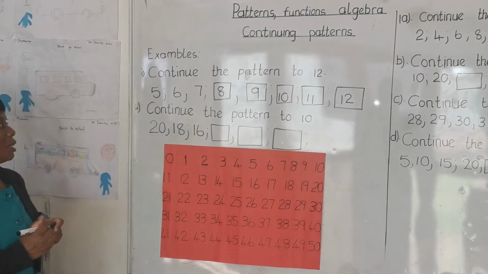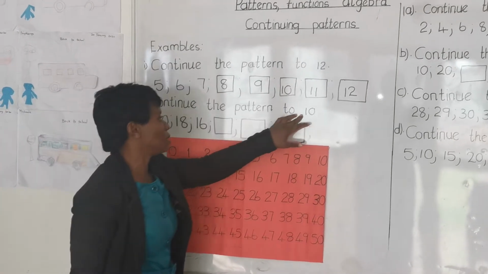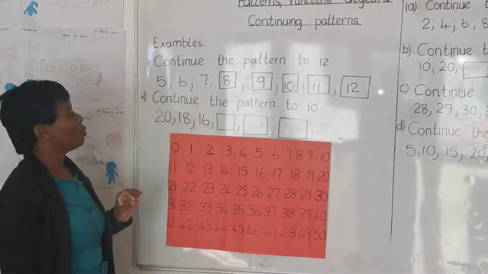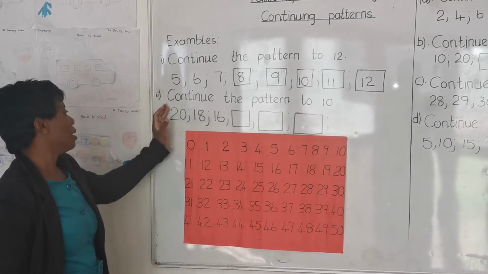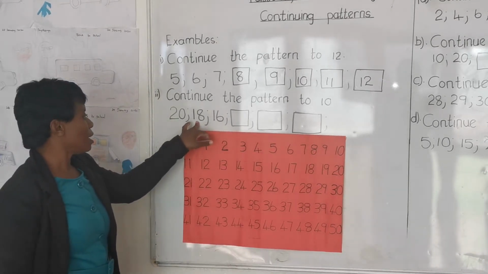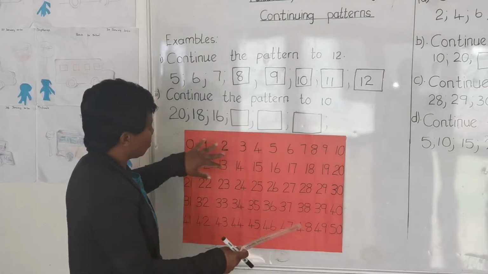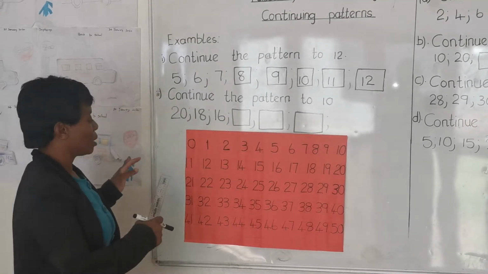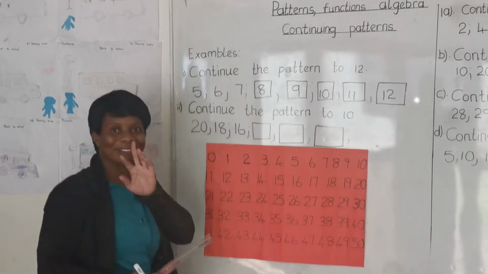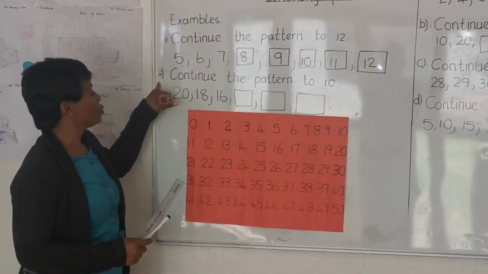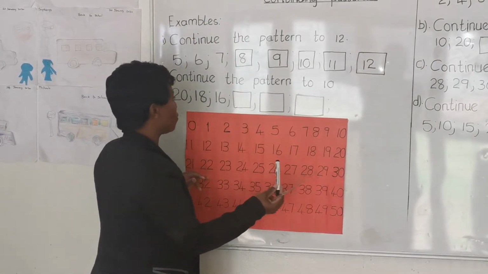Now let's go on to the next example. It says continue the pattern to 10. So we are going to look at the first number. The first number is 20 and the next number is 18. It shows us that we are going backwards. Okay, example 2 is showing us that we are counting going backwards, not forward.